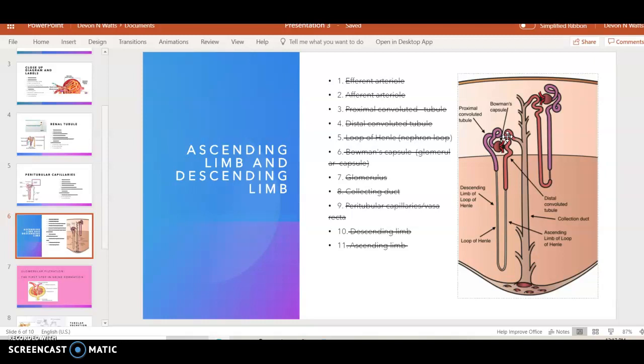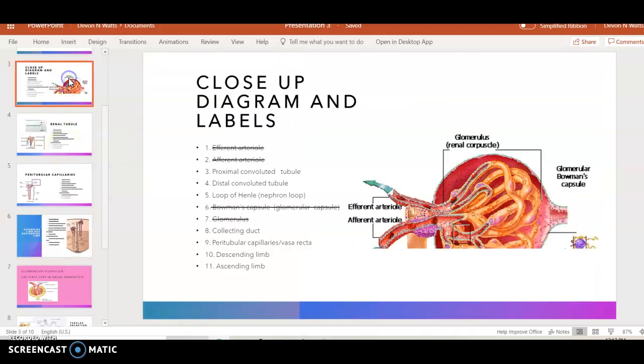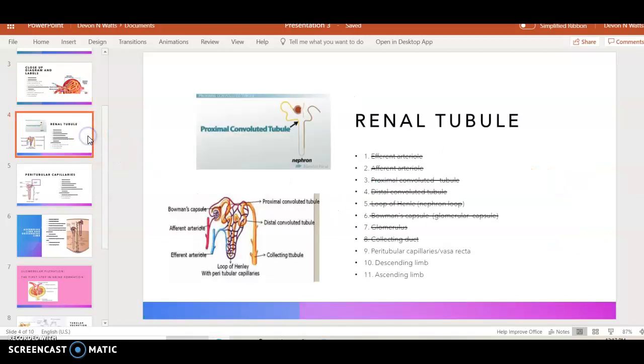The efferent arteriole is labeled. And the afferent arteriole is labeled. The glomerulus is labeled. The Bowman's capsule is labeled. The renal tubule is labeled. The proximal convoluted tubule, distal convoluted tubule, and the collecting tubule.